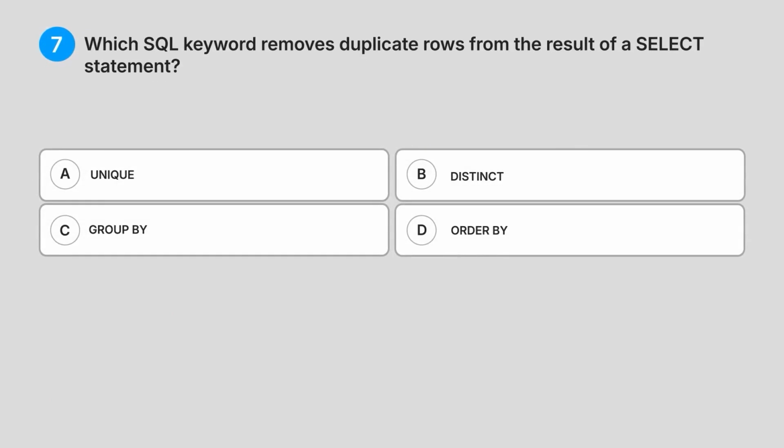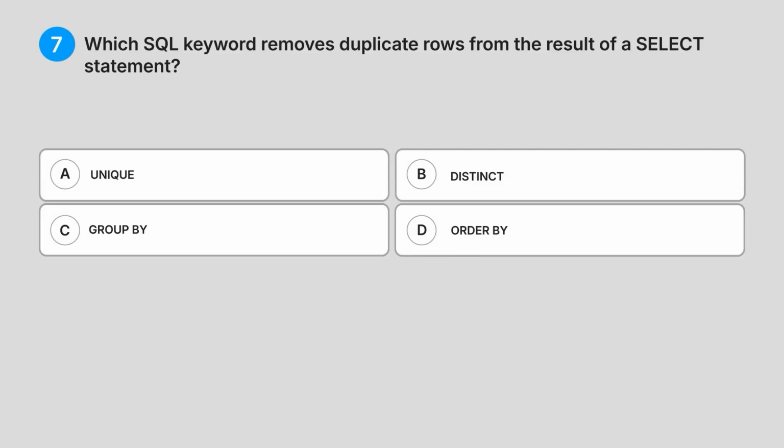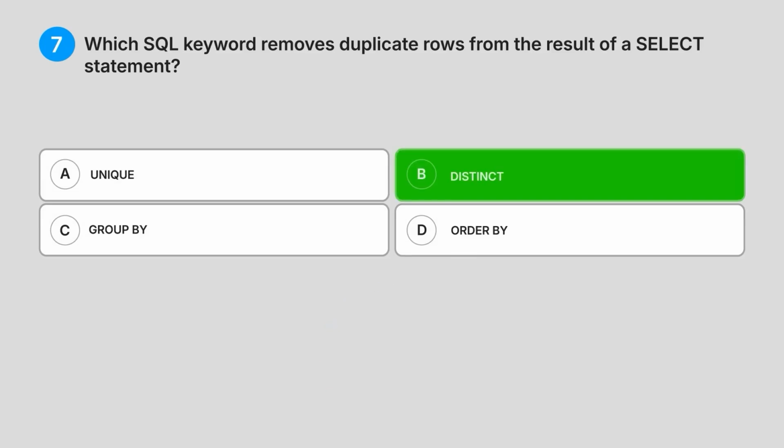7. Which SQL keyword removes duplicate rows from the results of a select statement? A. Unique. B. Distinct. C. Group by. D. Order by. What do you think is the answer? Correct answer, B. Distinct.